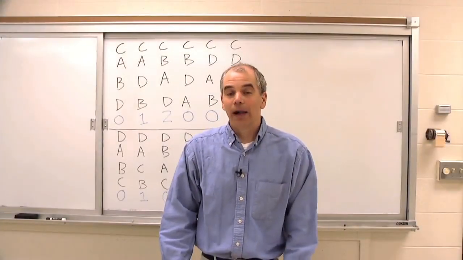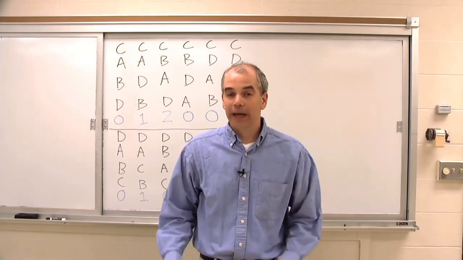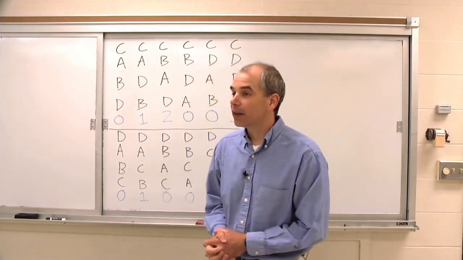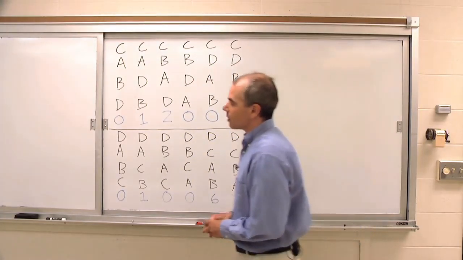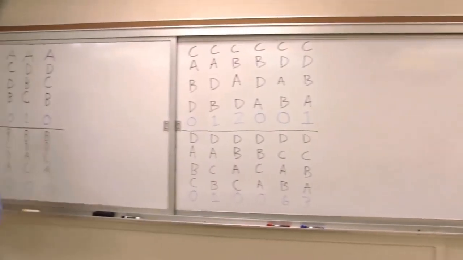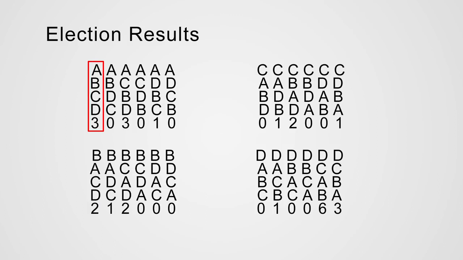Welcome back. While you were casting your votes, we held an election here, and these are the results. You can see that 3 people voted A, B, C, D. 3 people preferred A, C, B, D. 1 person liked the order A, D, B, C, and so on. And you can see the results here and here. For example, 2 people liked C the best, B second best, A third best, and D fourth best, and so on.